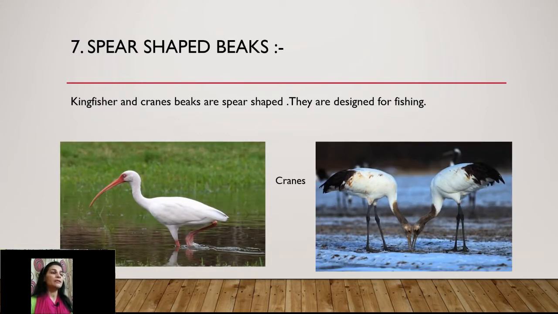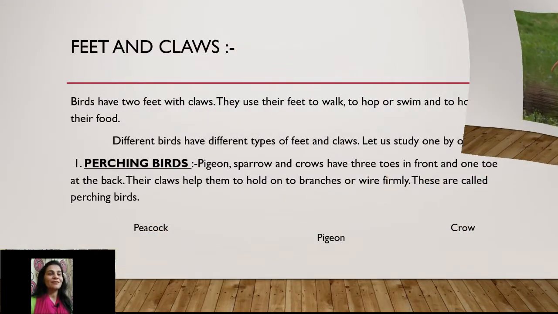Spear shaped beaks. Kingfisher and cranes' beaks are spear shaped. They are designed for fishing. Okay, without getting wet, they can find the fish in the shallow water. That's why they are having spear shaped beaks, as you can see in the picture.